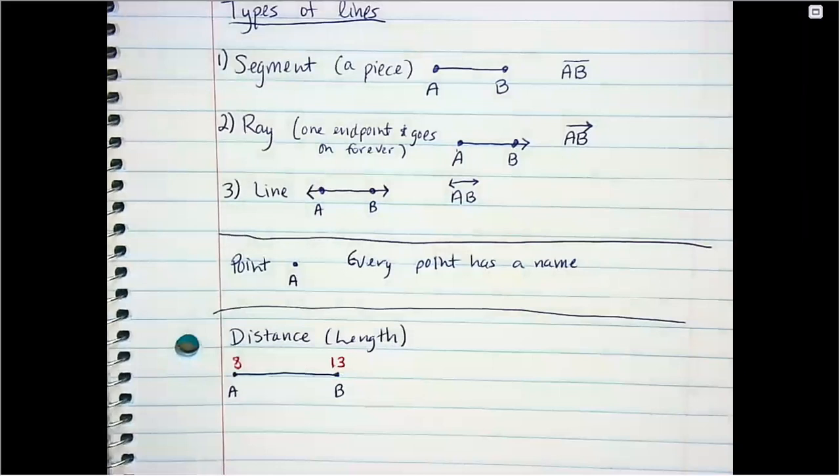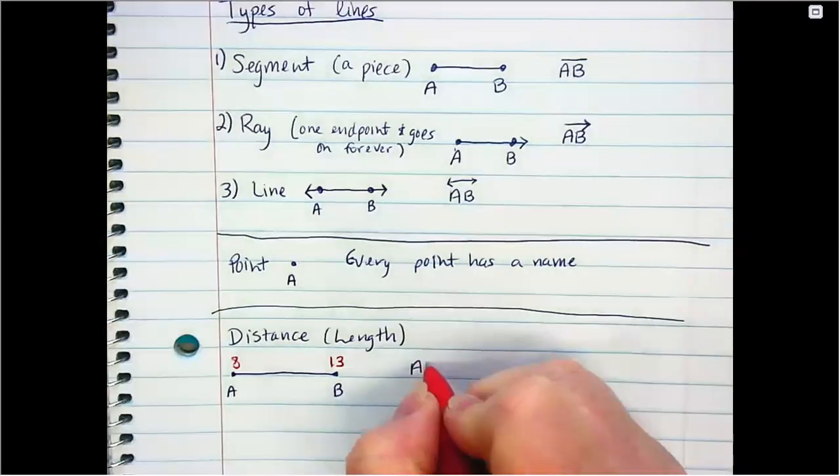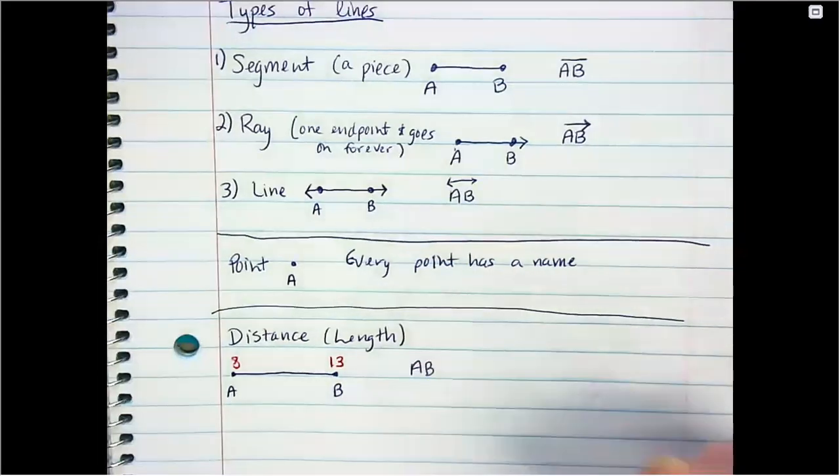If I were to ask myself, okay, what is the distance or length between 8 and 13? You may remember all we have to do is subtract the 2 numbers. So length or distance has a different notation: it's AB with no line over it. No line indicates it's a length.